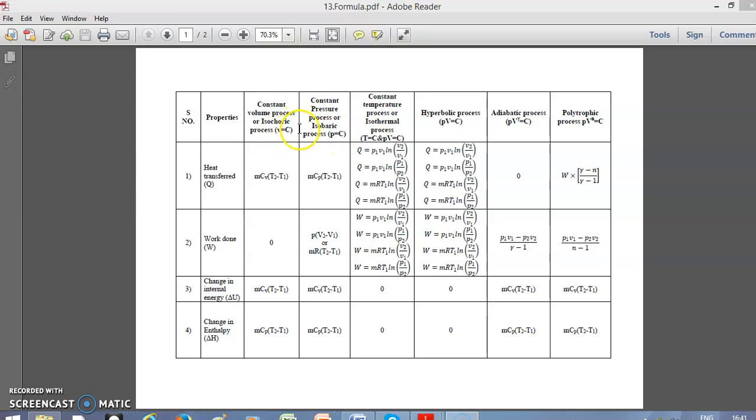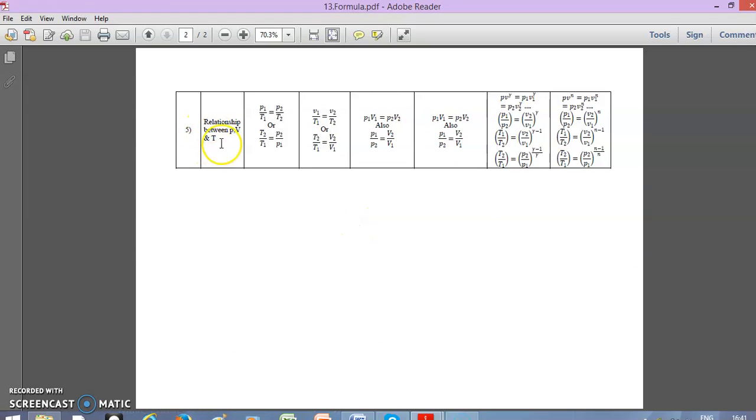For constant volume, we say V is equal to C. Here P is equal to C, here temperature T is equal to C, or PV is equal to C. The isothermal process and the hyperbolic process are both the same. For the adiabatic process, PV^gamma is equal to constant. For the polytropic process, PV^n is equal to constant. The various parameters we want to know for these processes are heat transfer, work done, change in internal energy, change in enthalpy, and the pressure-volume-temperature relation.